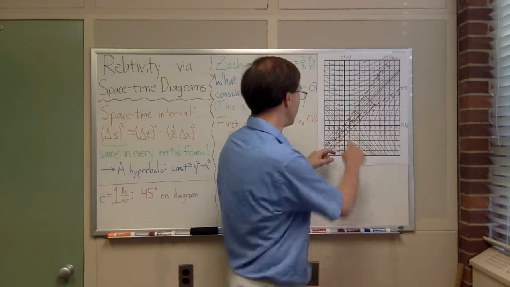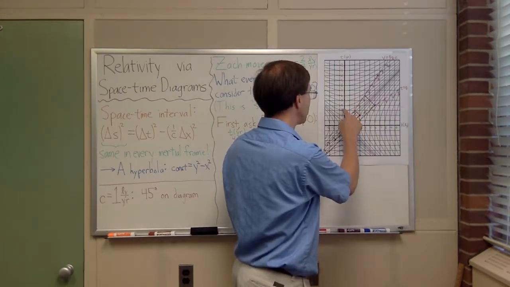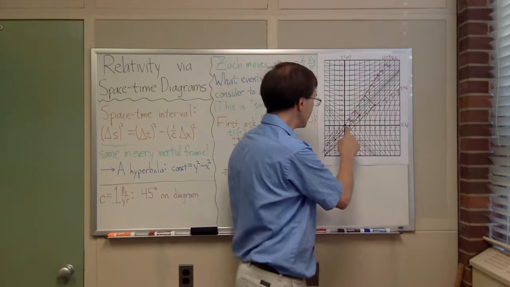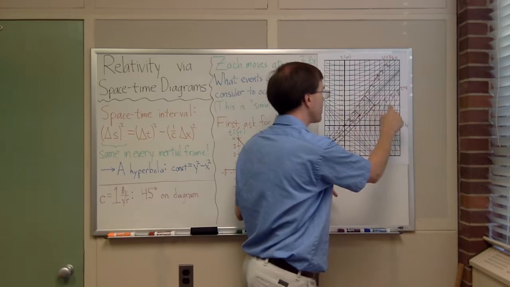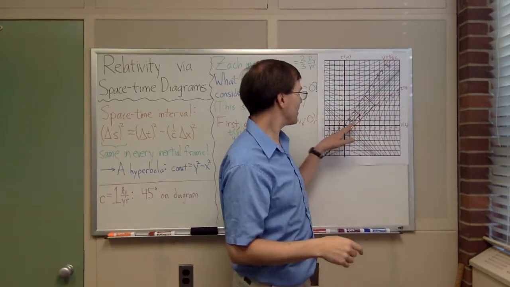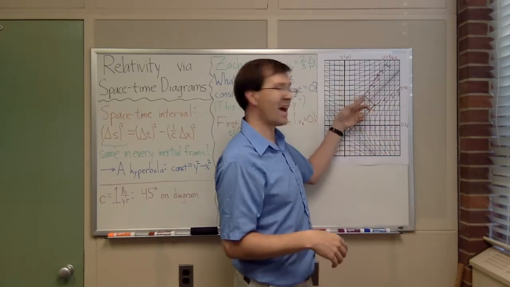In fact, we can even count it. This is 2/3 light years per year. 3 years up, 2 light years over, right? This is 3 years over, 2 light years up. That's how the time slice works. It's exactly the inverse of the slope of the path itself.